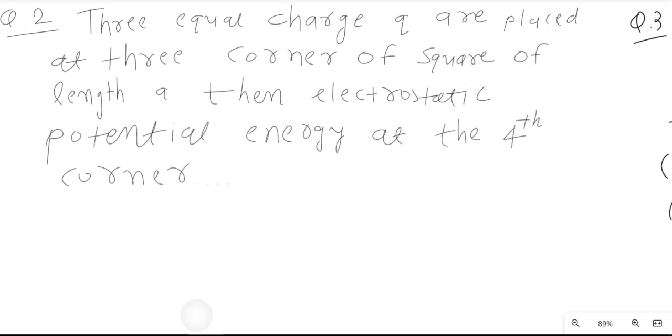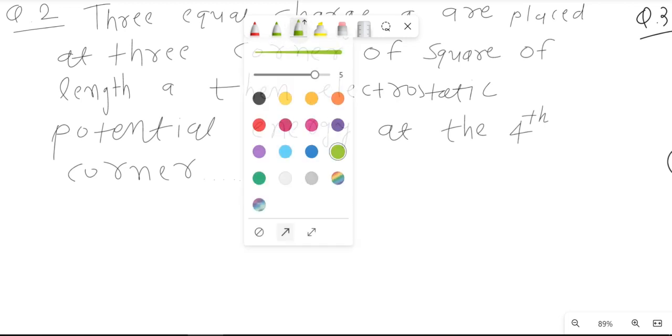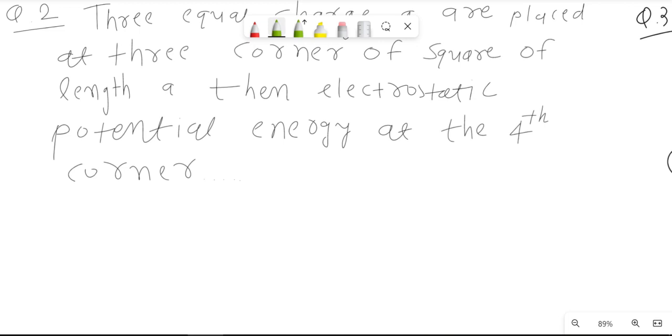In the second question, this is from electrostatics, we are given 3 equal charges Q placed at 3 corners of a square of length A, then the electrostatic potential energy at the fourth corner. So here we are given four particle. Sorry, not particle. Very sorry. Here we are given that three charges on a square. So if I try to draw, then it will be like this.